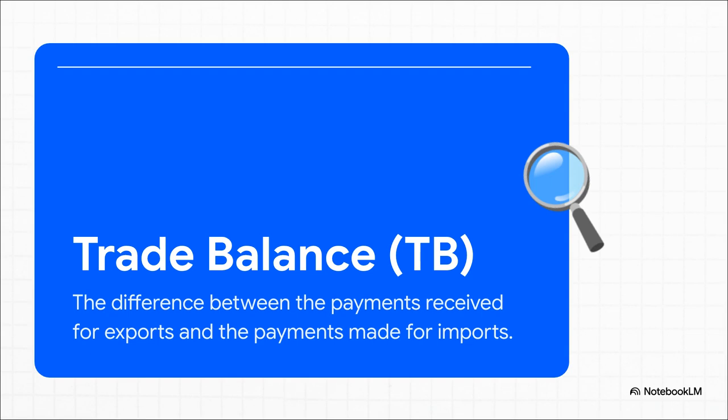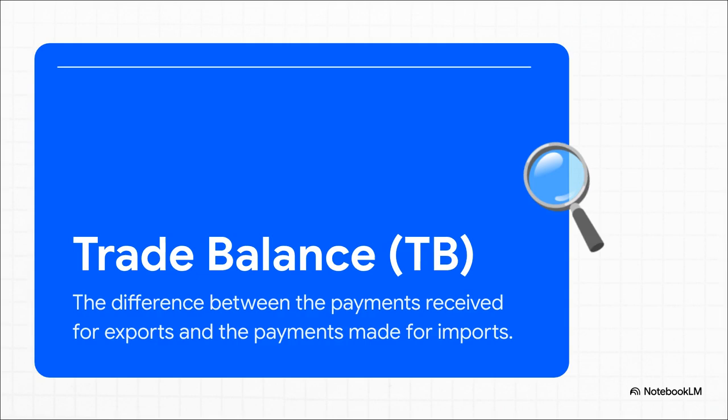Okay, the first and most obvious flow of money is the trade balance. It's pretty straightforward. You take the value of everything a country sells to the world, its exports, and subtract the value of everything it buys from the world, its imports. If the number is positive, that's a trade surplus. If it's negative, it's a deficit.